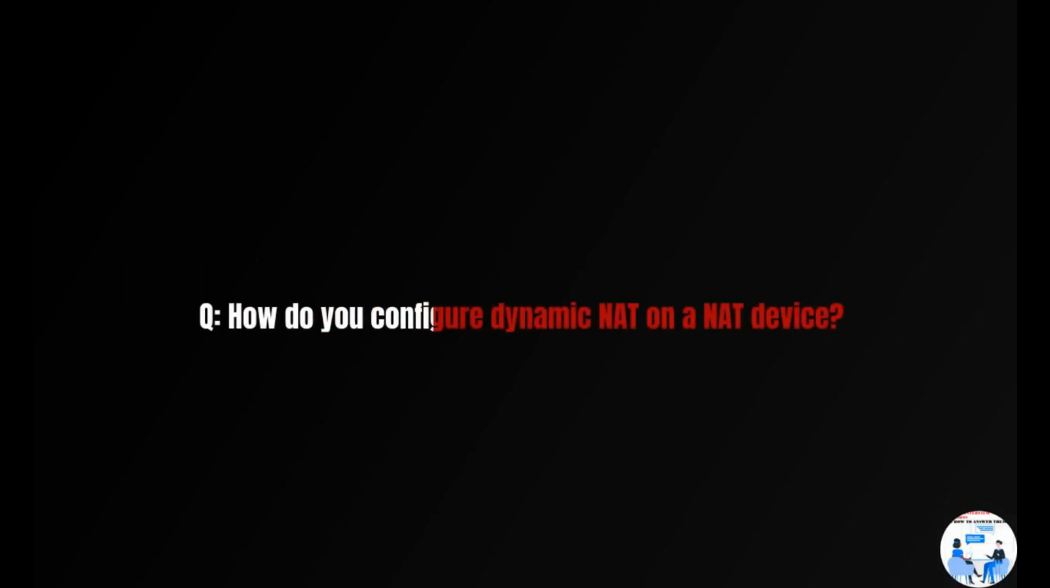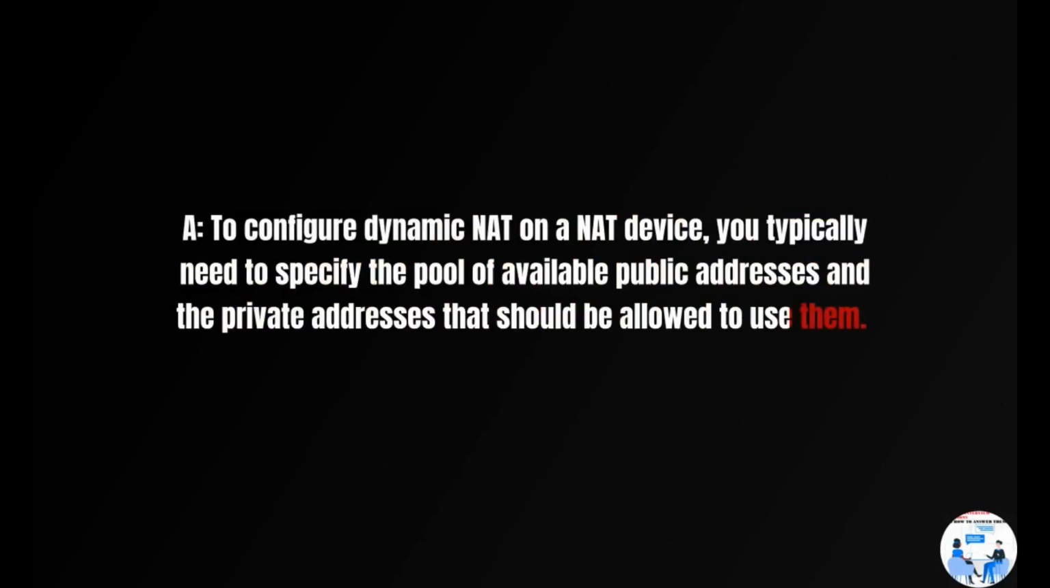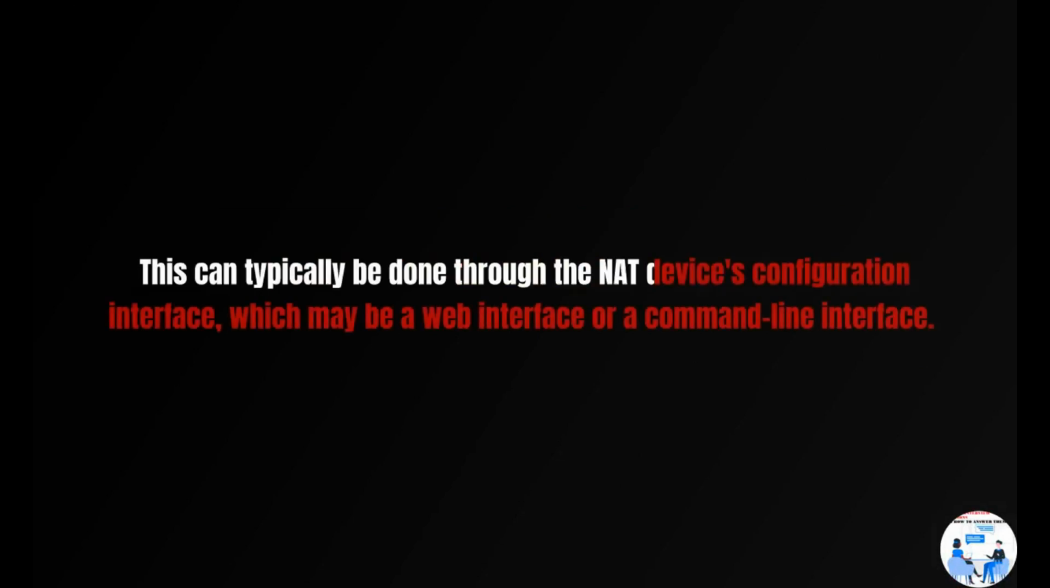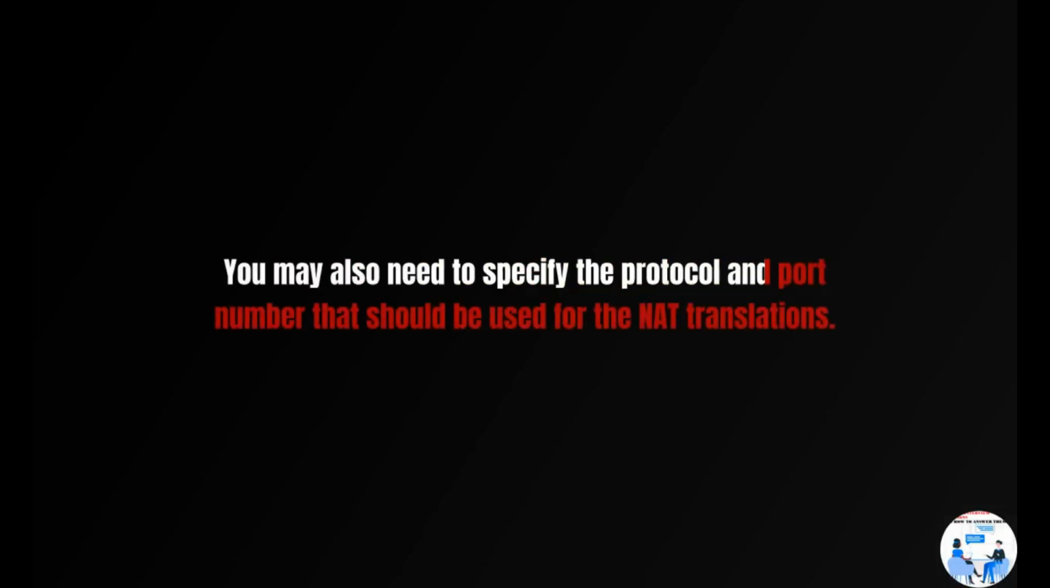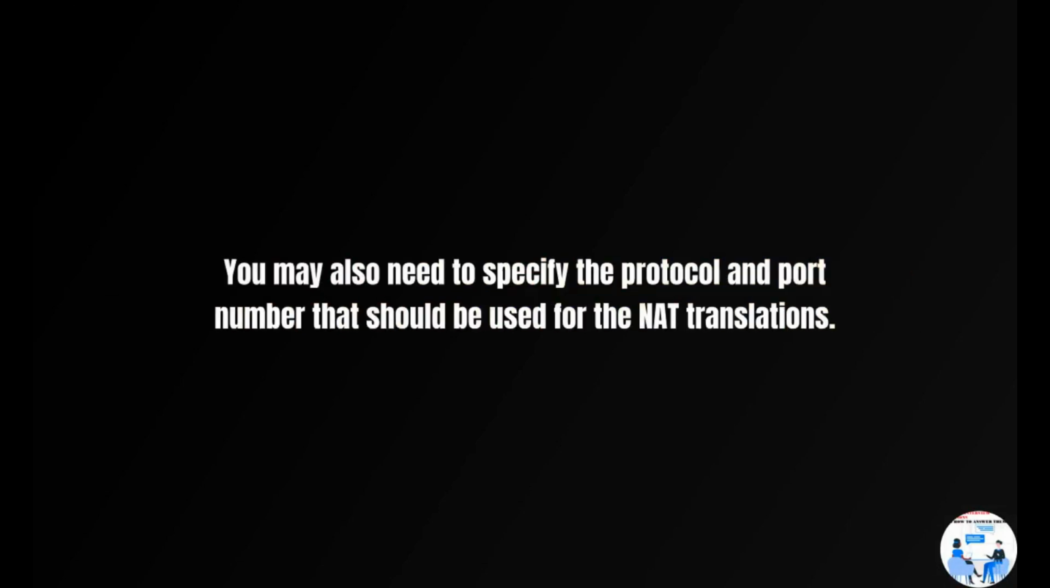Q. How do you configure dynamic NAT on a NAT device? A. To configure dynamic NAT on a NAT device, you typically need to specify the pool of available public addresses and the private addresses that should be allowed to use them. This can typically be done through the NAT device's configuration interface, which may be a web interface or a command line interface. You may also need to specify the protocol and port number that should be used for the NAT translations.